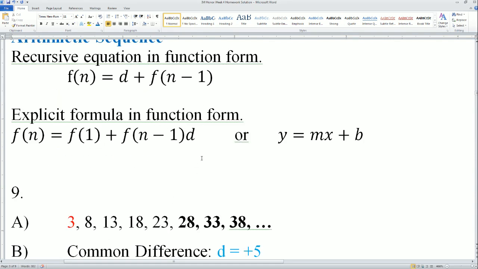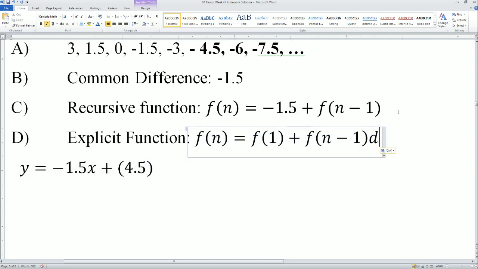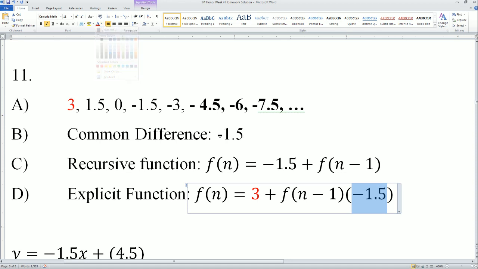Let me grab you the implicit equation for this one. Okay, so what is f of 1? f of 1 is the red part. It's going to be your first term, so that is the value of 3. And your common difference here is negative 1.5. So I could say negative 1.5. Make this red a little bit. Make that blue, because that is the substitution that is occurring here. Color code so you can see the substitution.